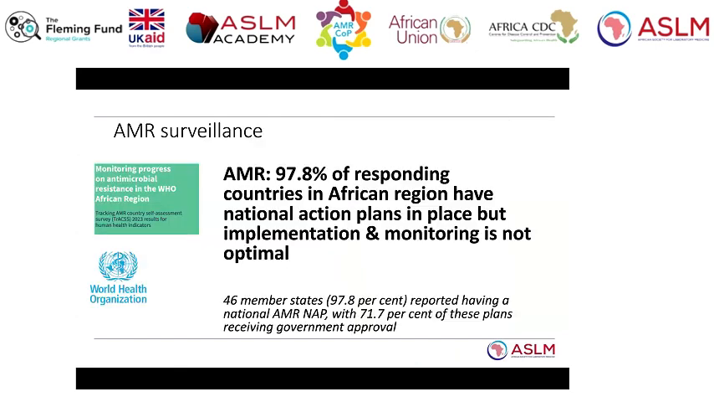So as we know, our national action plans and the global action plan to prevent and contain antimicrobial resistance have a key strategic objective of surveillance. Recent findings, I think that was in TRACSS 2023, showed that 97.8% of the responding countries in the African region do have action plans in place, which is a good starting point. But implementation and monitoring is definitely not optimal. So there were only, I think, about 71% of the plans that were actually receiving government approval.